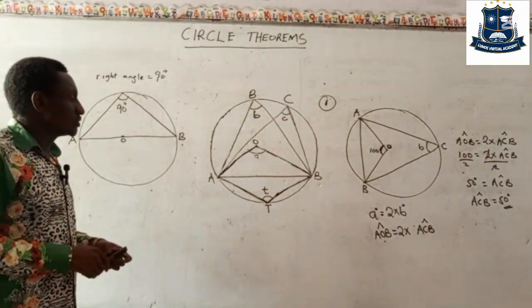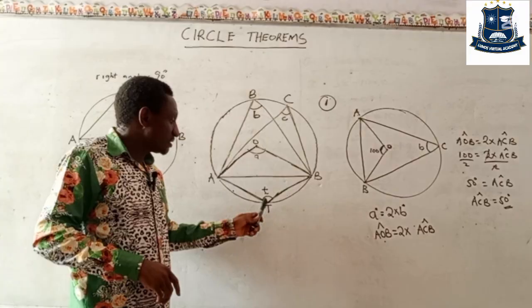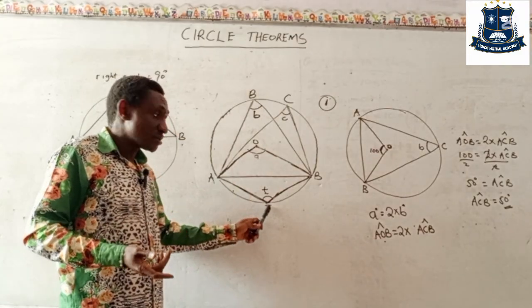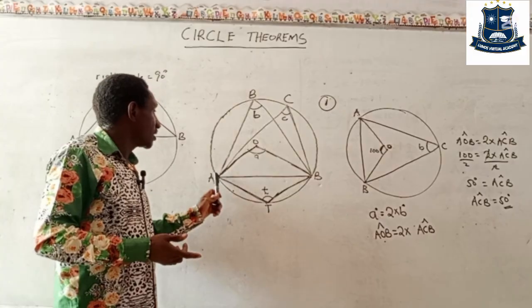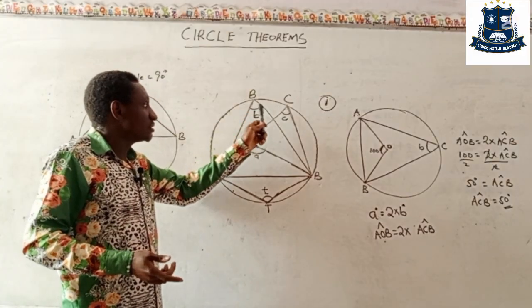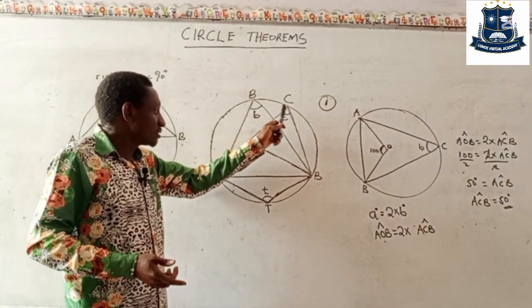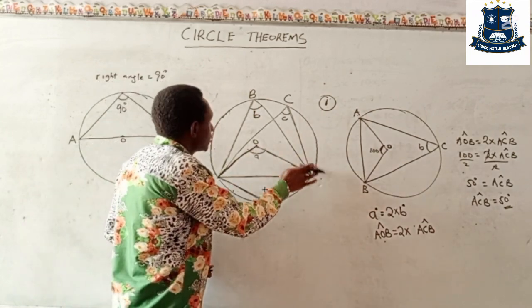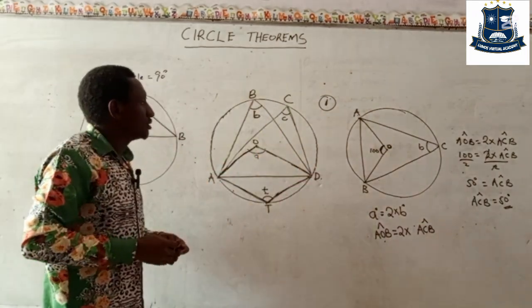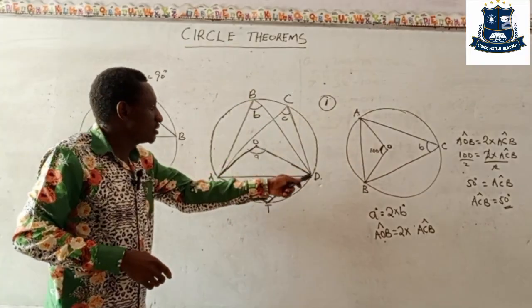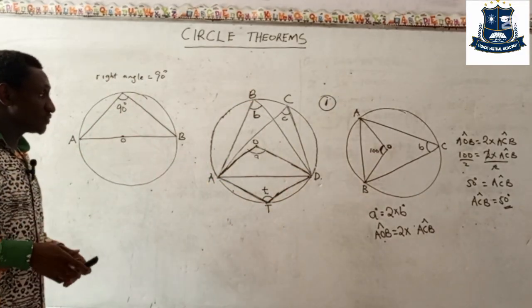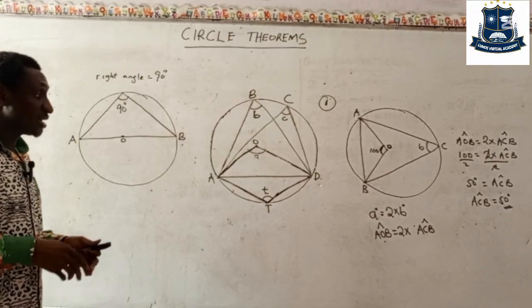Now, take note. BT is a chord because it's a line and it's not passing through the center. AT is a chord because it's a line and it's not passing through the center. AB is a chord, just like AC is a chord. CB is a chord. Let me call here D since I already have B here. So CD is a chord, BD is a chord. So they are all chords, and most of these chords, if you see, form angles at the center and angles at the circumference.